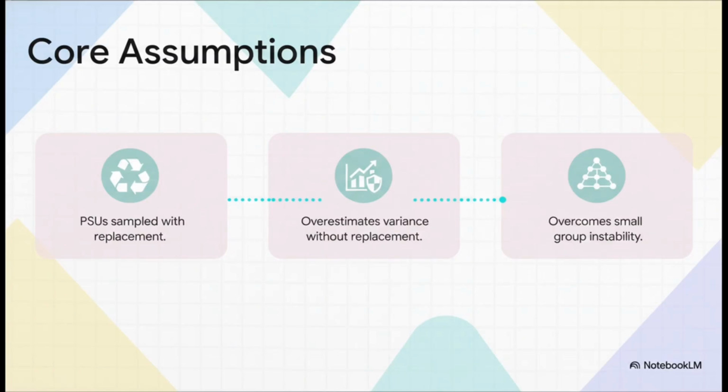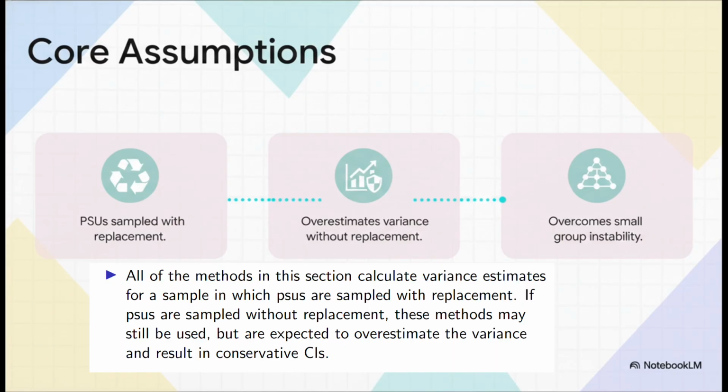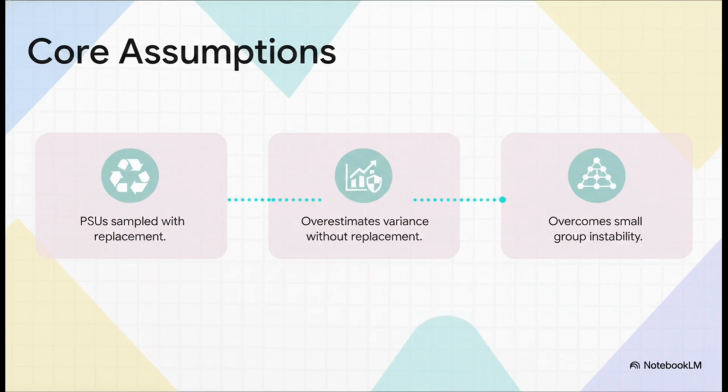Now, to make this work mathematically, we have to establish a few core assumptions. First up, all the methods we're looking at today assume that your primary sampling units, or PSUs, are sampled with replacement. But wait, what if your PSUs are actually sampled without replacement? Well, you can actually still use these techniques. The math isn't going to break on you. It will overestimate the variance slightly, but in practice, statisticians are totally fine with this because it just results in conservative confidence intervals. Honestly, it's always safer to overstate your uncertainty than to understate it. Ultimately, treating the sample this way completely overcomes the instability of splitting complex samples into tiny little groups.